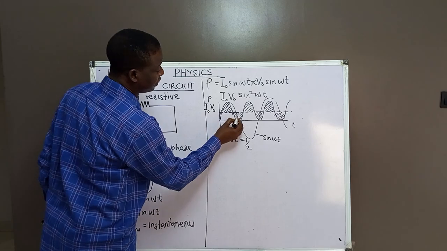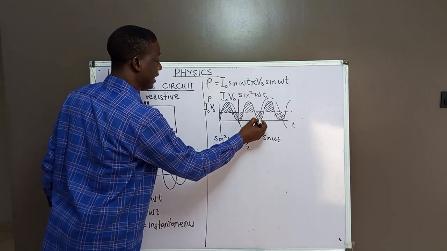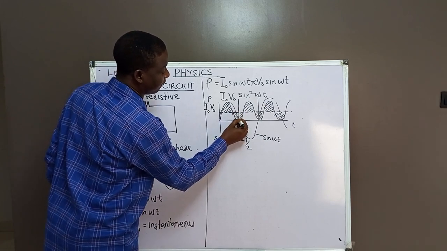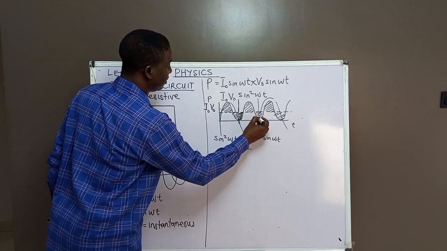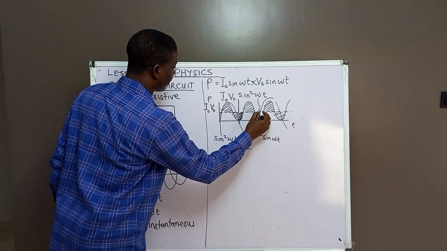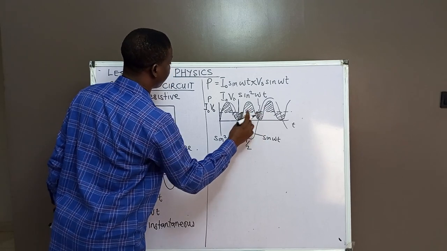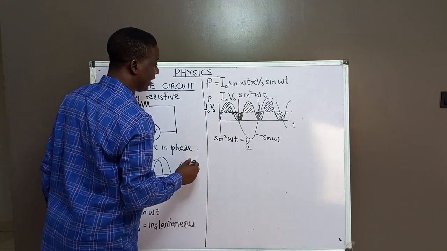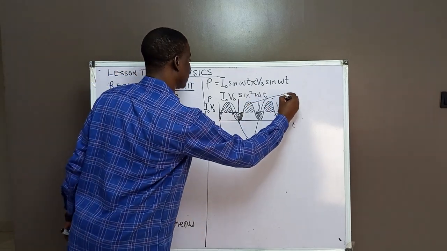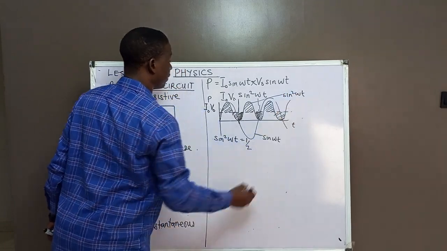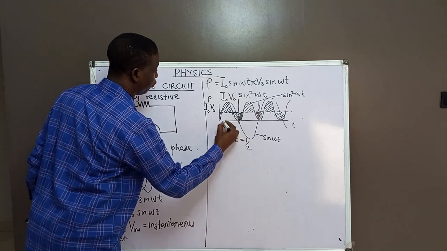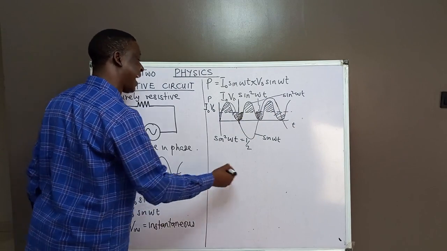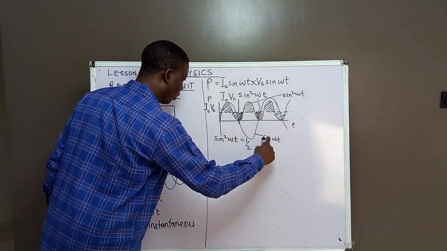Sine WT, now if you check this graph from here, if you cut it from here like this up, you see that this graph here is a quarter, this is also a quarter. Quarter plus quarter will give us half. Half plus half will give us 1. That is for sine square WT, while the sine WT graph, which passes through the sine square WT, is half of sine square WT.